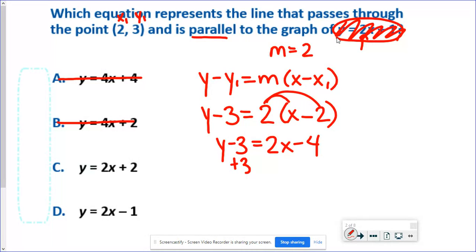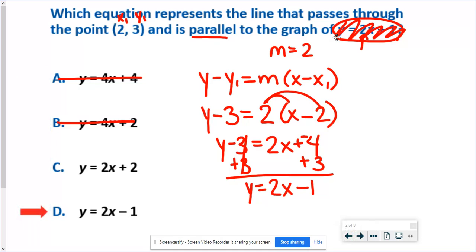And then we're going to get rid of the 3. Be careful because that's really a negative 4 right there. So I get that y equals 2x. Negative 4 plus 3 is a negative 1. So plus a negative 1 or just minus 1. That means that D is the correct answer.